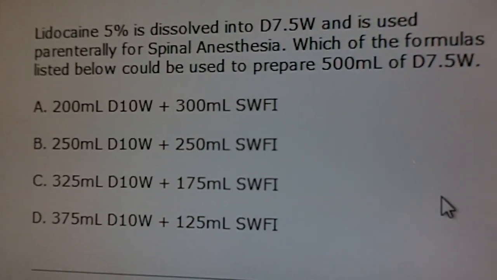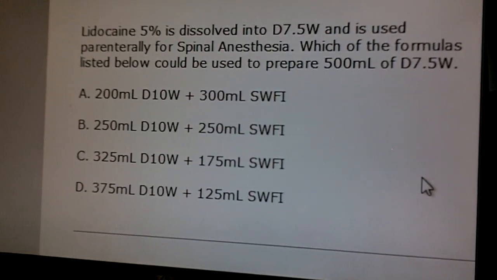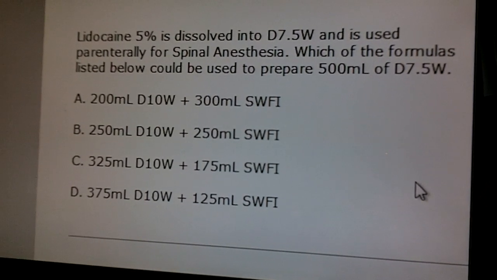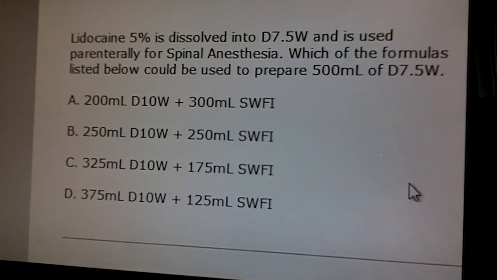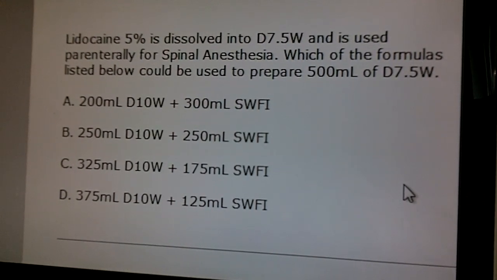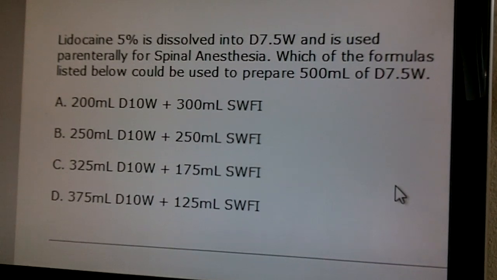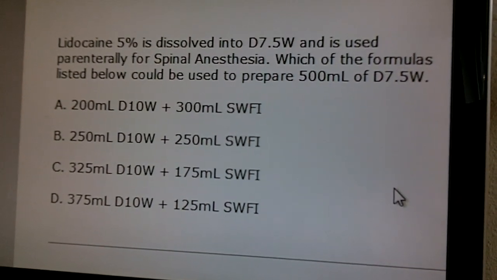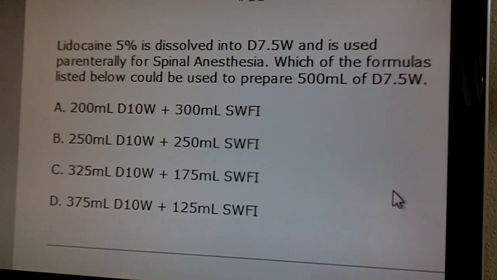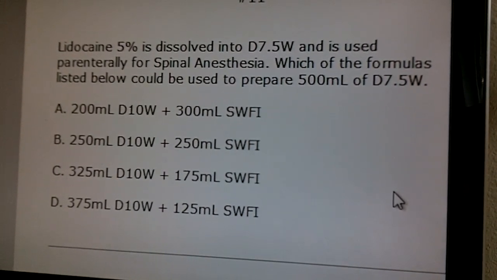So then if we look at the available answers, it looks like we'll be using D10W, which is dextrose 10% in water, and then diluting it with sterile water down to 7.5% strength of dextrose. All right, so what I see here then is an alligation problem, since we have a higher percentage strength that we'll be mixing with and a lower percentage strength, which in this case would be sterile water. So let's go ahead to the whiteboard and work this one out.